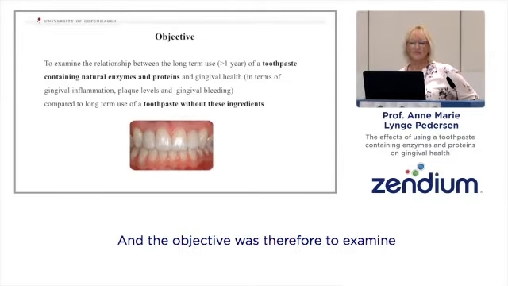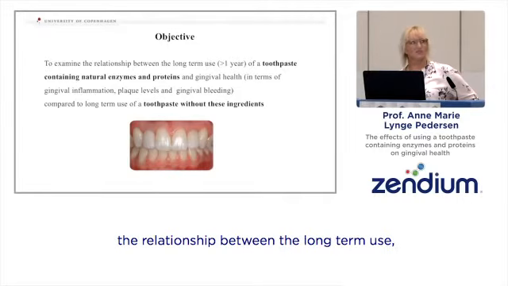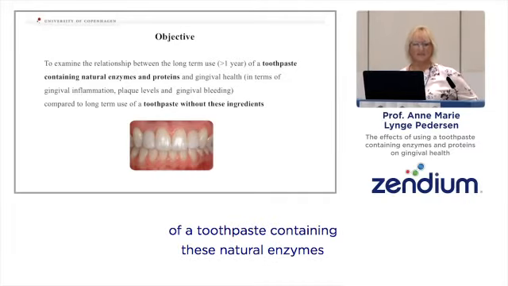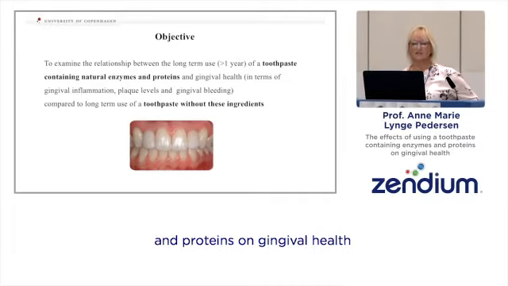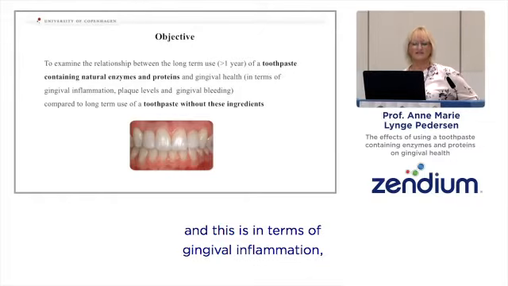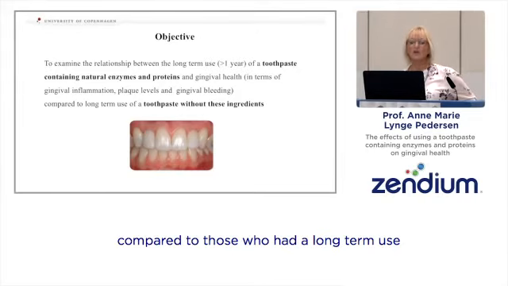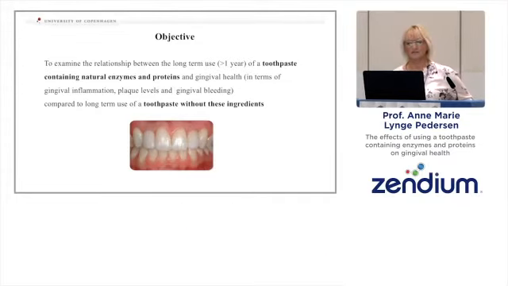And the objective was therefore to examine the relationship between the long-term use, and here we say more than 1 year, of a toothpaste containing these natural enzymes and proteins, and gingival health, and this is in terms of gingival inflammation, plaque levels, and gingival bleeding, compared to those who had a long-term use of a toothpaste without these ingredients.